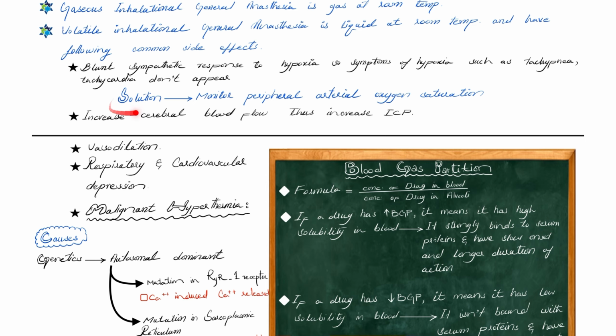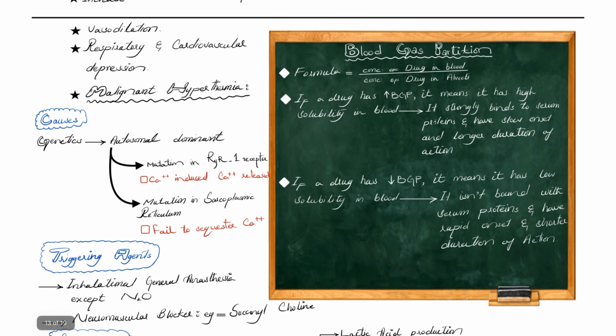So what will be the solution? During the administration of inhalational general anesthesia, you should monitor the peripheral arterial oxygen saturation. It increases cerebral blood flow, thus increasing intracranial pressure. So you cannot use it for a patient with head trauma or a mass occupying lesion in the brain. It causes vasodilation, which leads to hypotension. It causes respiratory and cardiovascular depression, but this is dose dependent.